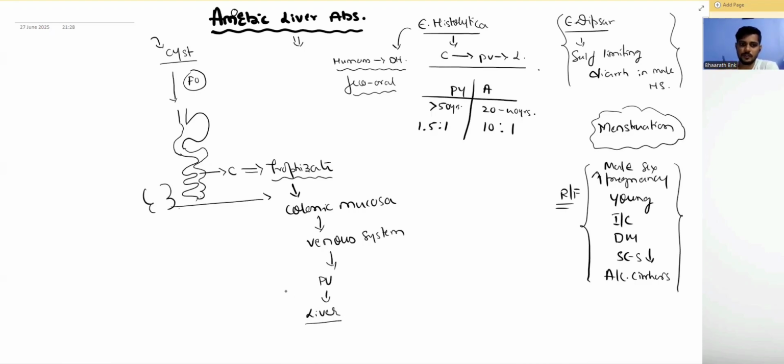Nothing happens in the esophagus and stomach. In the small intestine, the cyst gets converted into the trophozoite, but the trophozoite does not cause infection there.